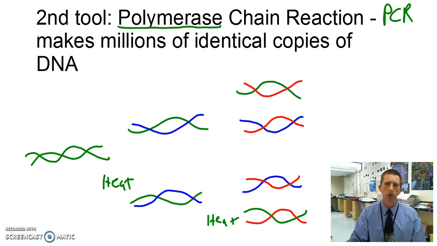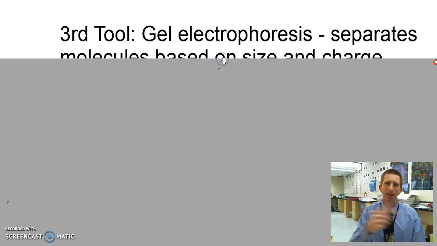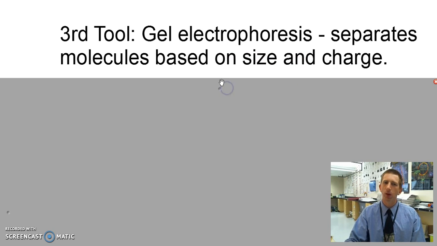Okay, so that's our second tool. So now that we can make millions, possibly billions of identical copies of DNA, now, what can we do with that? Well, actually, sorry, I forgot the order I was going in. We'll talk about that with our processes.